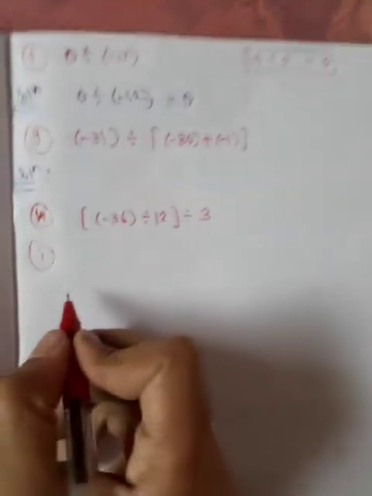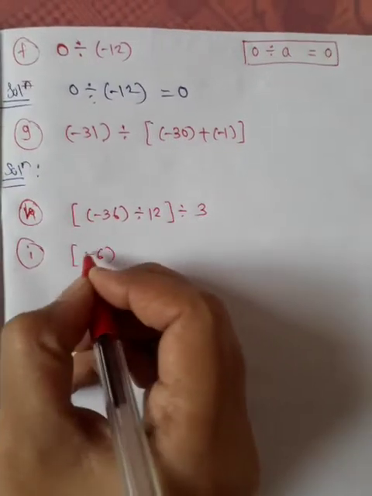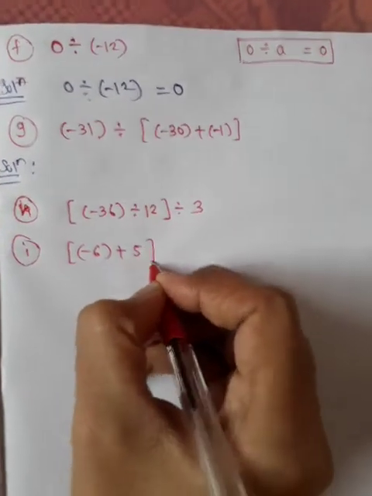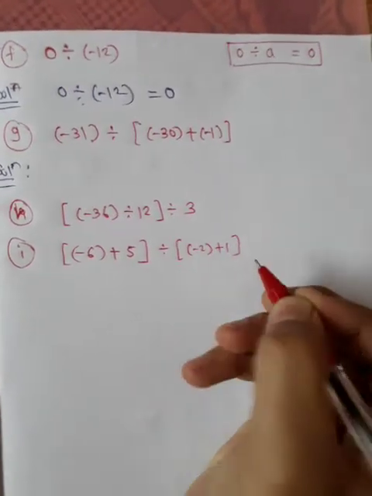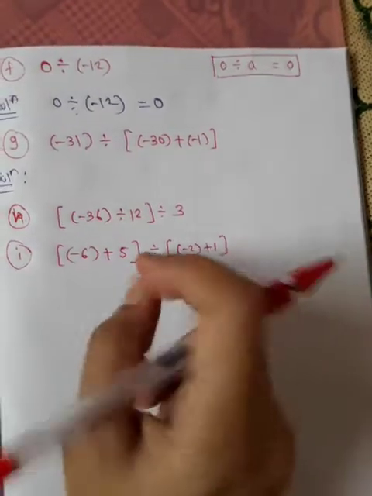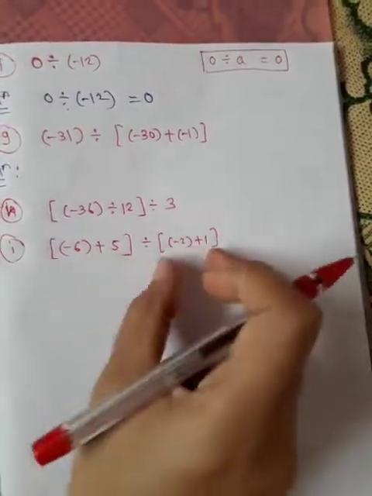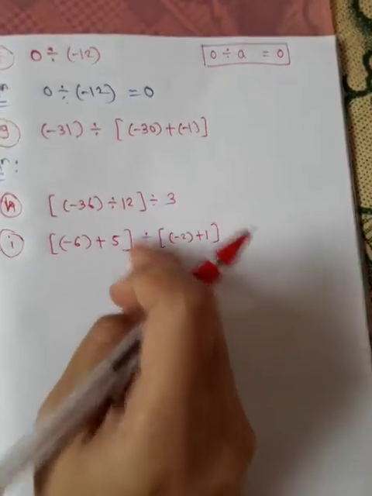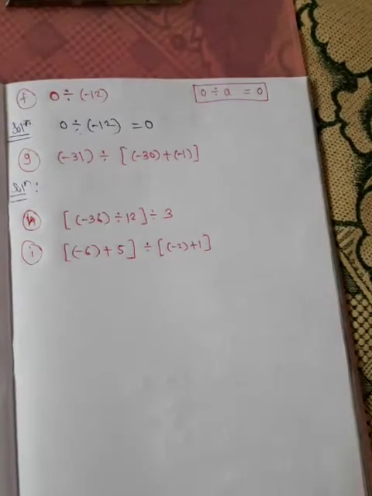And then example I is given as minus 6 plus 5 divided by minus 2 plus 1. Here what happened? Here they have given two brackets and then division. So first solve these two brackets simultaneously and then divide them. Okay, so you can do question number 1.